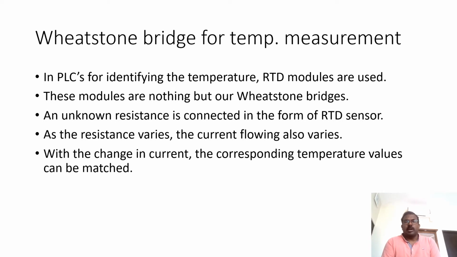This gives your unknown resistance. When the value of temperature varies, naturally the current flowing through the circuit also varies. The changes in current can be mapped with the corresponding temperature values which are given in the standard data tables for the particular material used as a temperature sensor, thereby giving our temperature values.